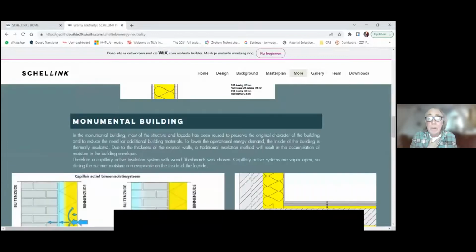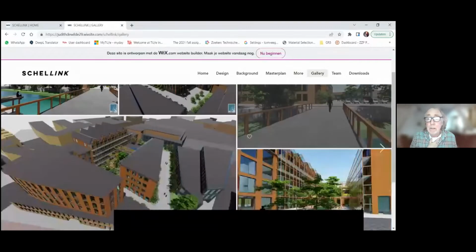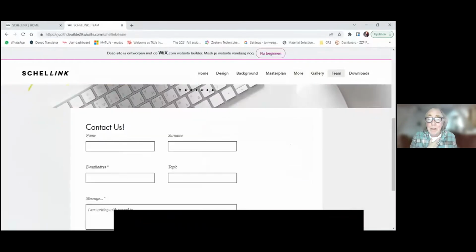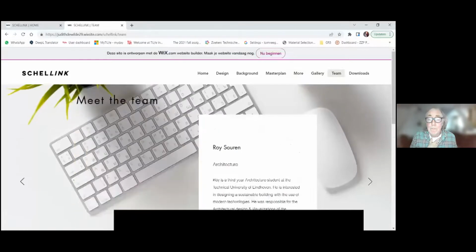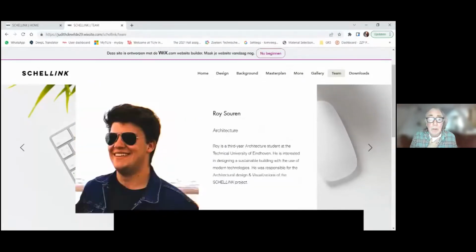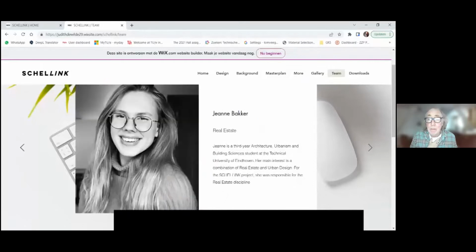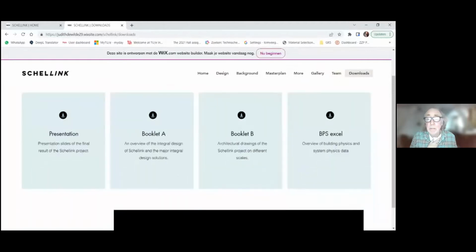A smart gallery about the renderings they made. And they need to tell a little bit about the team. And I must say they were quite proud. And at the end, all the booklets they made and the presentation they did, they put it also there.